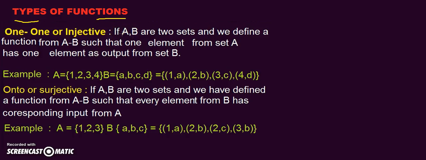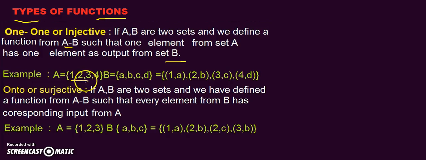So the definition is: if A and B are two sets, and we define a function from A to B such that one element from set A has one element as output from set B, so one element from set A has only one unique element from set B, then that function is known as a one-to-one or injective function.